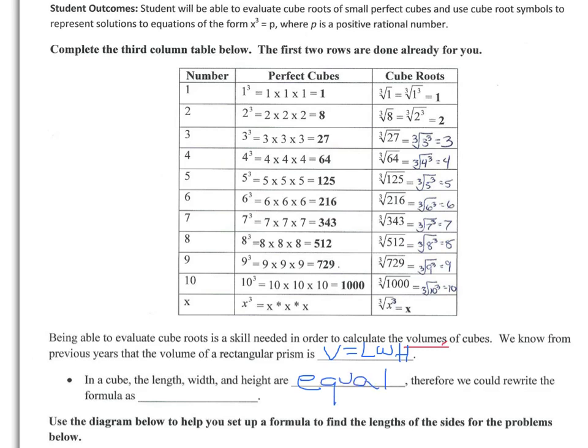So we can rewrite this length times width times height formula to just side to the third power, or side cubed. Remember yesterday we used that? We're going to use it again today. So volume equals side times side times side, or just side to the third power. That's s to the third power there.